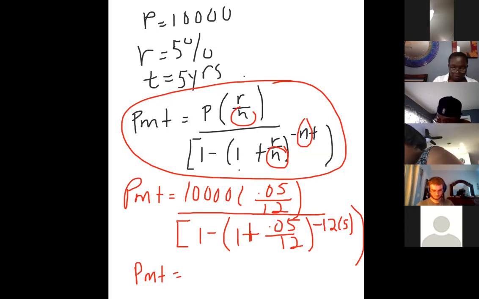Does anybody need me to go over the steps on how to plug it into the calculator? Yes, because mine came up with an error. Okay, sure. So on your calculator, you want to do the 10,000, then open parentheses, 0.05 divided by 12, close parentheses. And that will be your numerator.